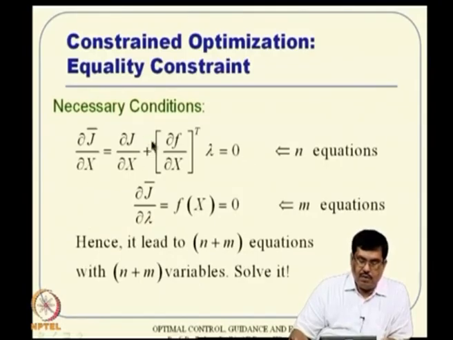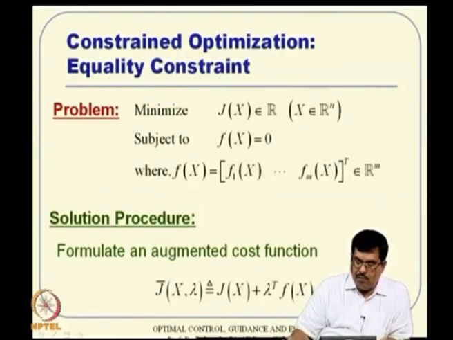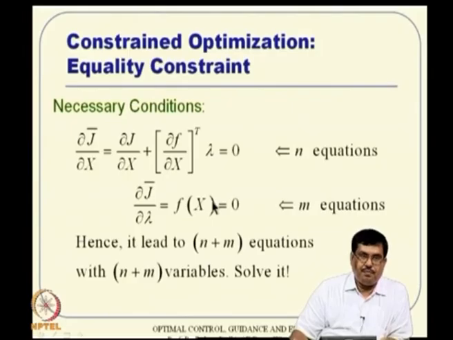Okay. So, del J bar by del x is this one equal to 0, and remember lambda is also a free variable. That means, del J bar by del lambda is equal to 0, but what is del J bar by del lambda by definition? Okay, this is nothing but f of x. So, f of x equal to 0, which is part of the necessary condition anyway. Okay. So, we are accounting for the constraint, and that is how it is equivalent in a way.